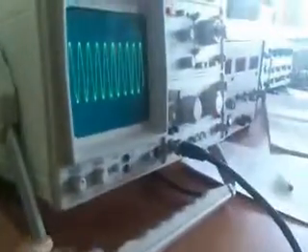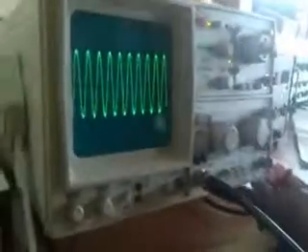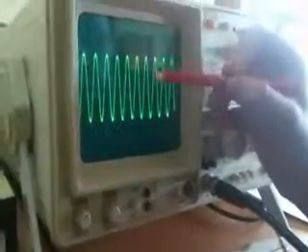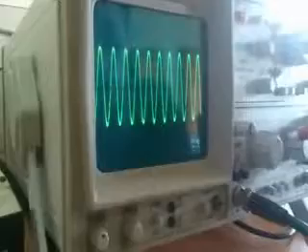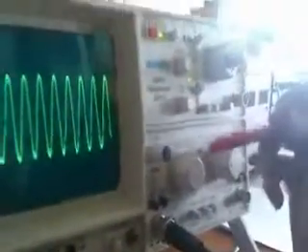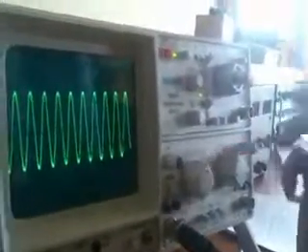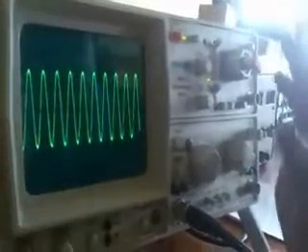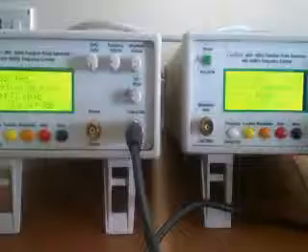Now here you have to adjust 80 millivolt peak to peak. So 4 blocks, 1, 2, 3, 4, and volts per division is 0.2. So 4 into 0.2 becomes 0.8 volt, which is equal to 80 millivolt. This is the first step.